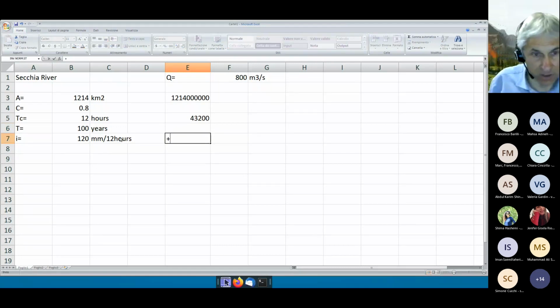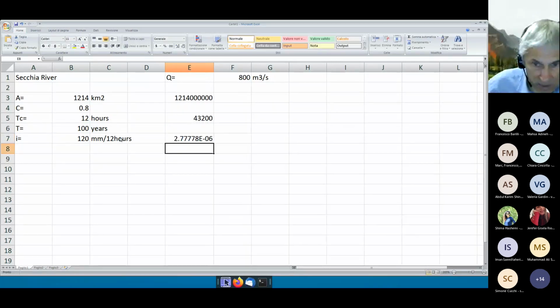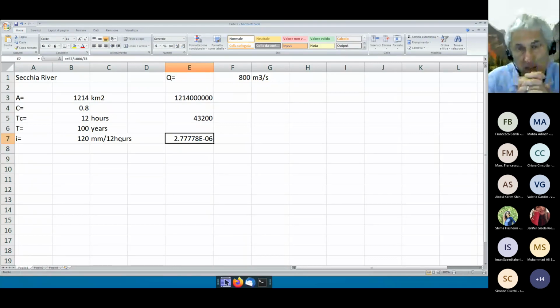What I need to convert is 120, it's millimeters. I want to express it in meters, so I have to divide by 1000, but then it's millimeters in 12 hours, which means that I have to divide again this value by the 12 hours expressed in seconds. I think this is the resulting rainfall intensity.